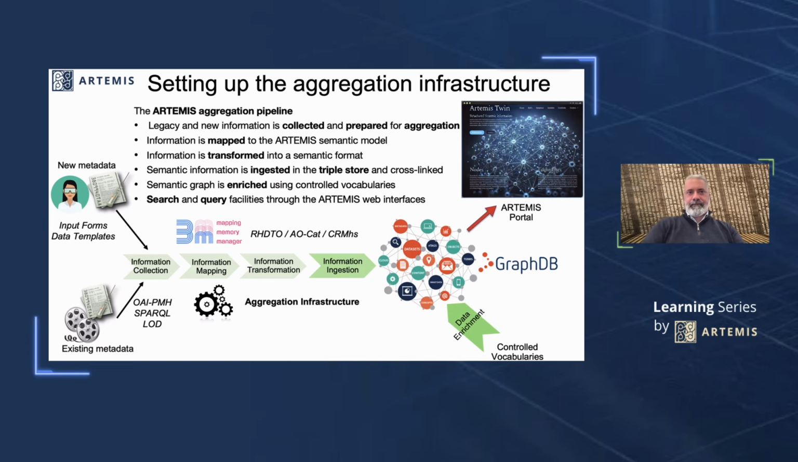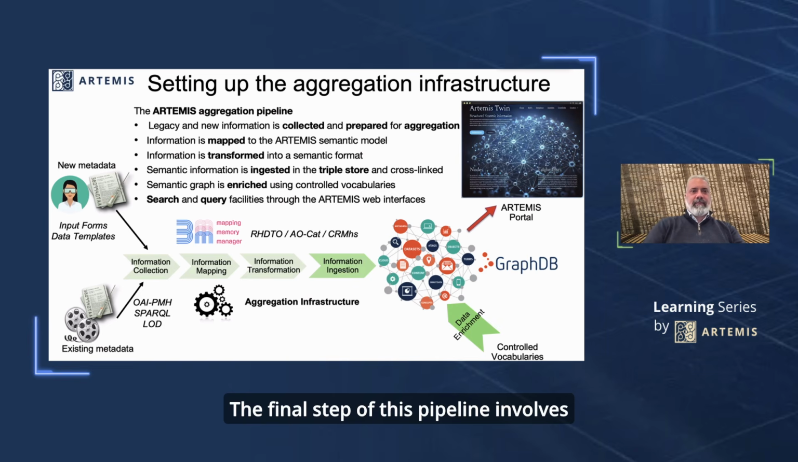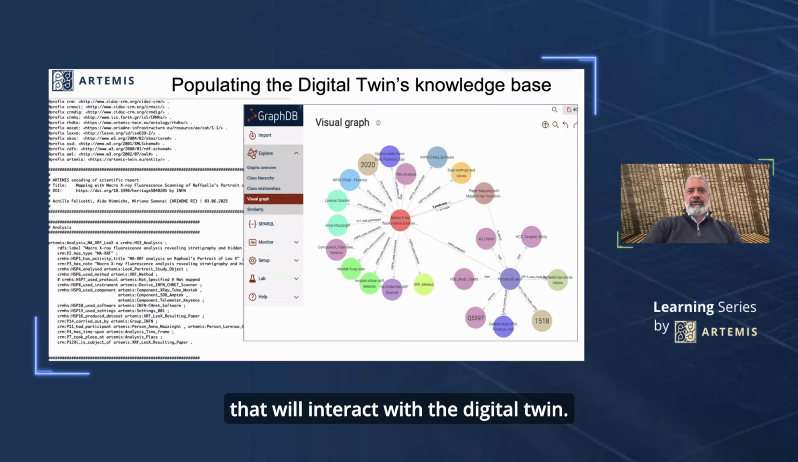to create a meaningful and well-structured knowledge graph. The final step of this pipeline involves inserting all this information into a semantic database to implement the real knowledge graph, which is a tool capable of understanding the semantic meaning of the stored knowledge and making it searchable and usable by both scholars and by the services that will interact with the digital twin.